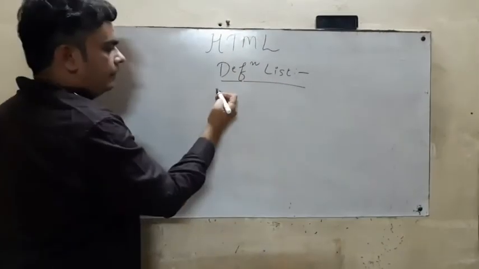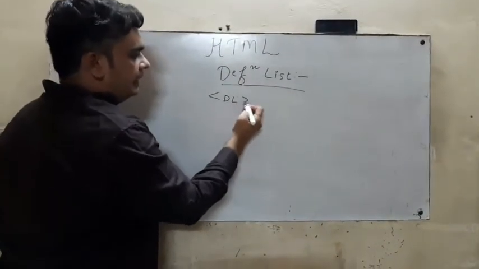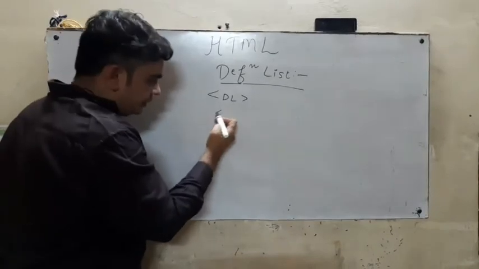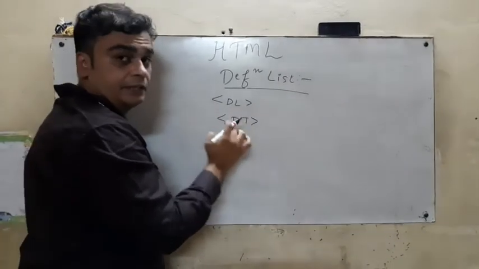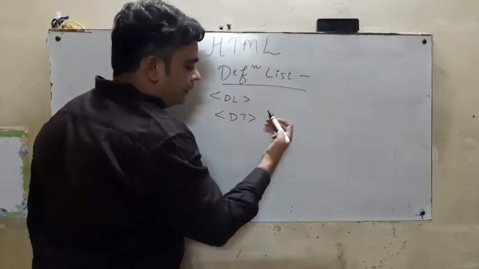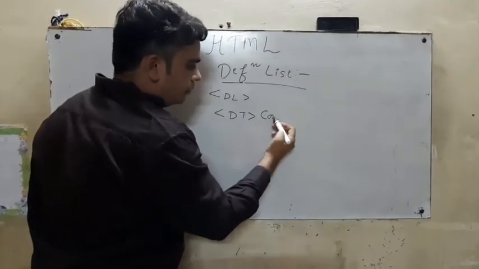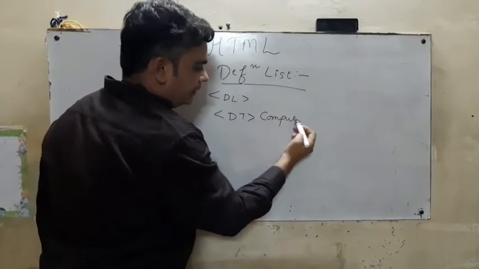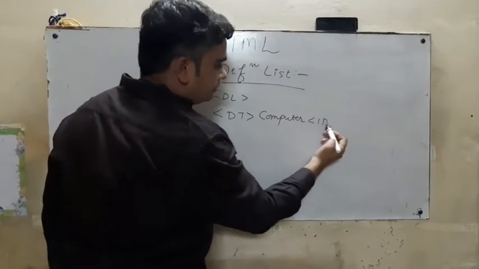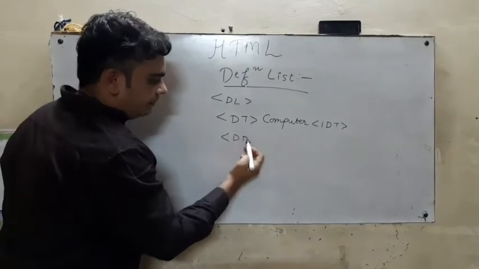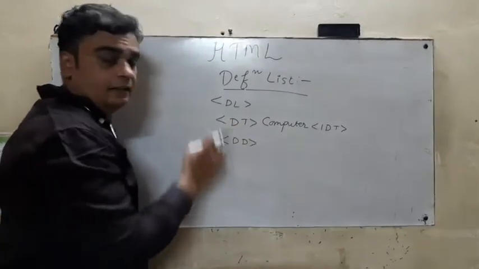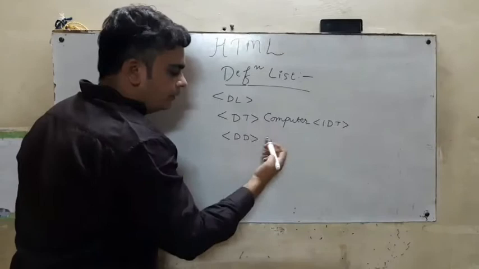So first of all, I am going to write down the DL tag, that represents definition list. Then the DT tag means the term about whom I am going to write down the actual definition. Suppose my definition term is computer. Then I am going to write down /DT. Thereafter I write down the DD tag, which represents the definition of computer.